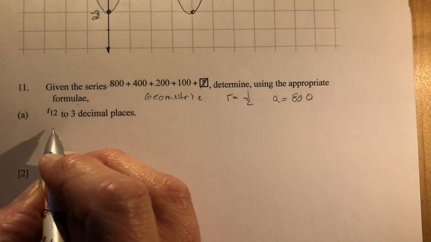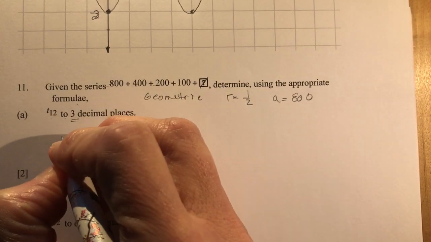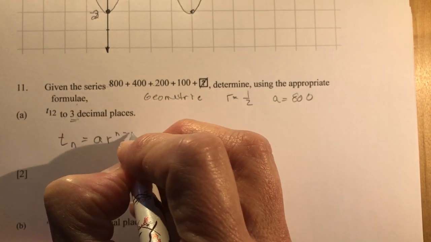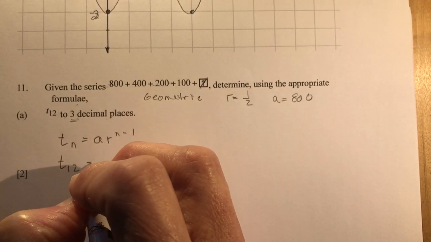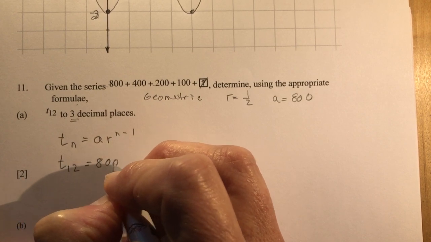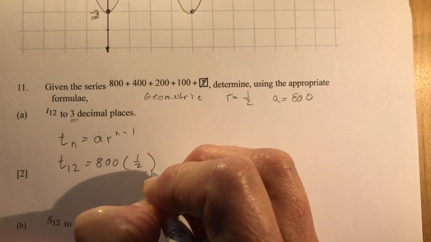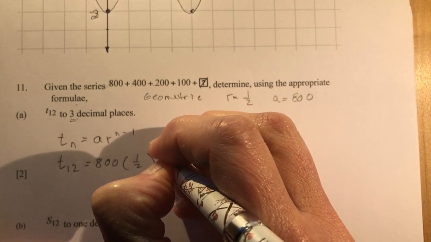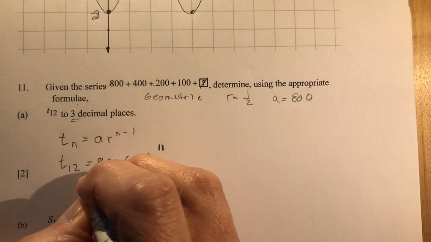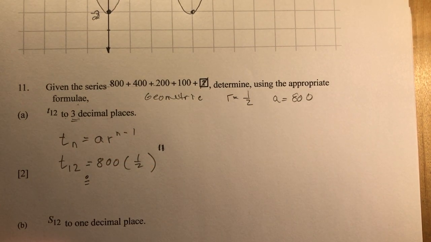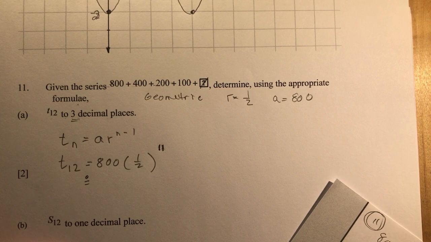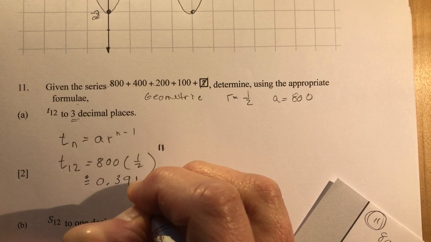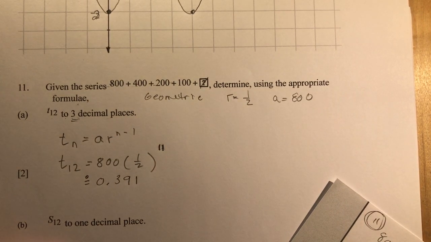And if I want to know the 12th term, to three decimal places. So TN equals A times R to the N minus 1. So T12 is going to be A times R to the N minus 1. That's going to be the power of 11. Really hard on my pencils. Okay, so if you do that properly, and I've already done it, so I could save a bit of time here, I get 0.391 to three decimal places, okay?